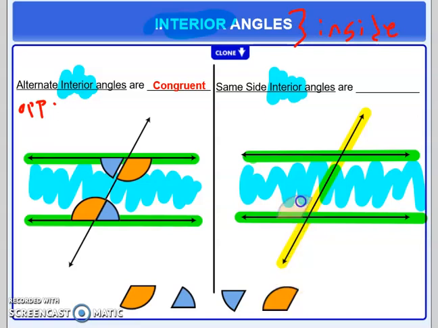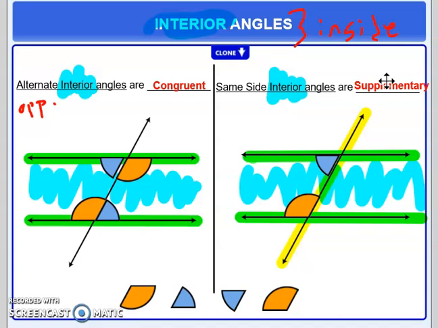So if I start out, let's say, with this orange angle, that's within my green parallel lines, and it's on the left-hand side of my yellow transversal. So now I need the other angle that's within these two green parallel lines and still on the left-hand side of our yellow transversal, and that's this one here. These two are same side interior angles, and notice that they're different colors, and before we said the orange and the blue are supplementary. So same side interior angles are going to be supplementary.